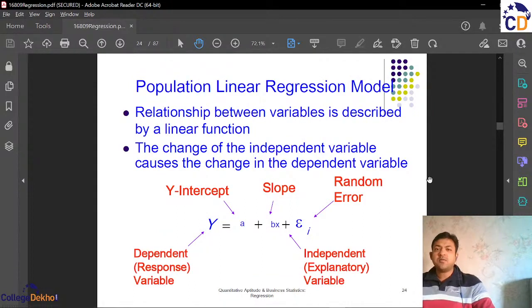Now, the population linear regression model. So basically we are aware that y is equal to a plus bx is an equation where y depends upon the value of x. Now, in such an equation, there is a probability of a small random error creeping in. That random error is represented by epsilon in this equation. So remember at the beginning of the session, we were talking about the error. This is exactly that thing.